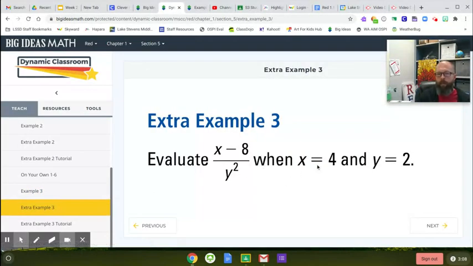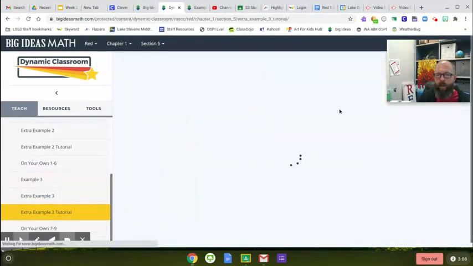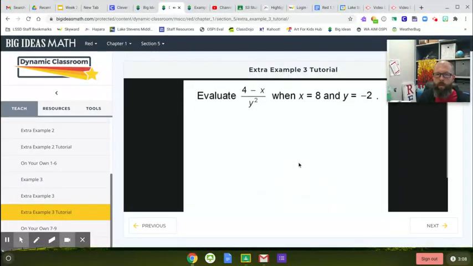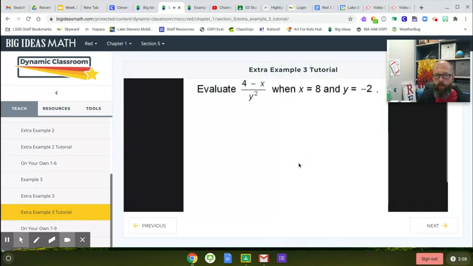So again, we're going to plug in some numbers. Evaluate 4 minus x, all divided by y squared, when x equals 8 and y equals -2. Because this expression has subtraction, division, and exponents, you will use the order of operations to solve this problem.